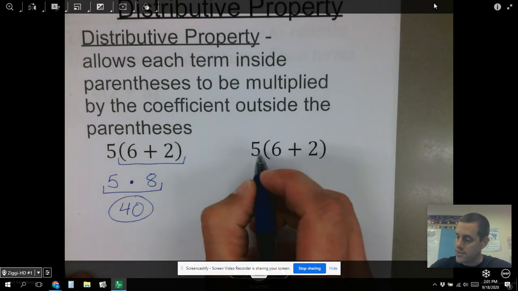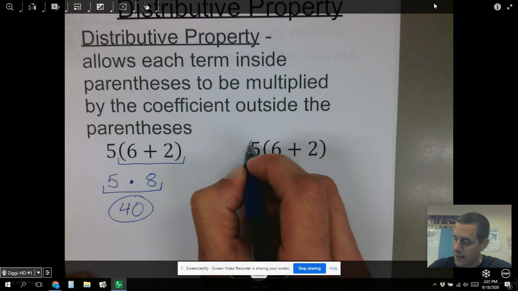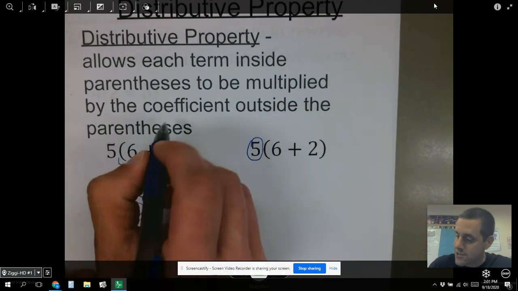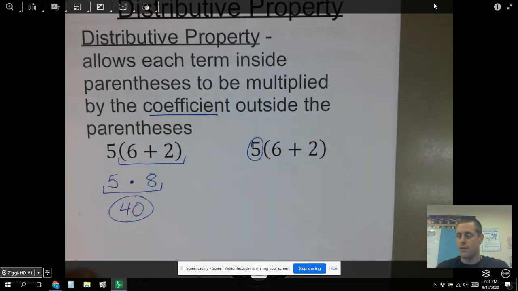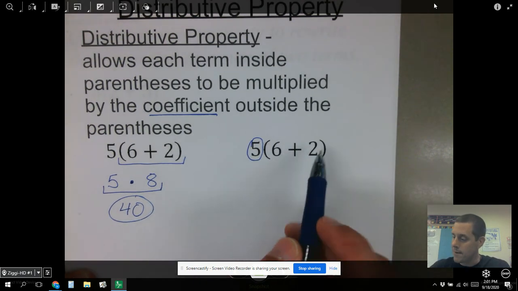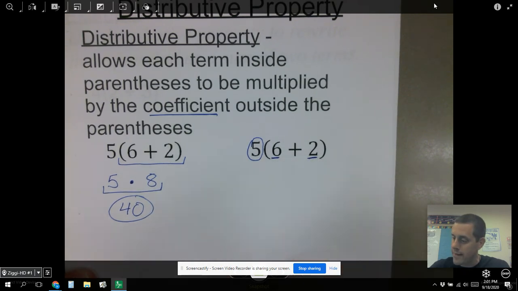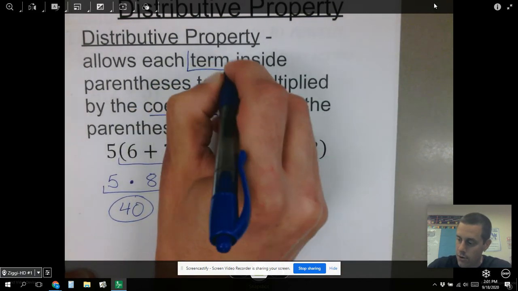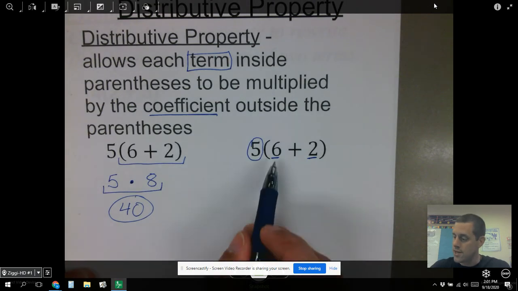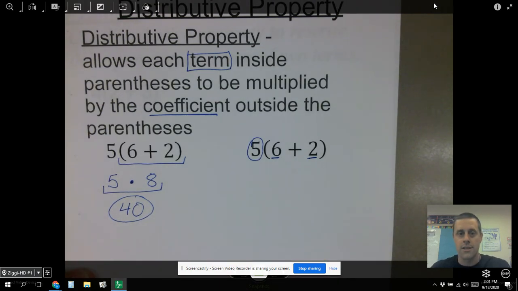So we're going to start with this 5, the number that's touching the outside of the parentheses. That is called the coefficient. So the value being multiplied outside of the parentheses is the coefficient. Inside of our parentheses, we have a plus sign, and the values that are separated by that plus sign are called terms. So 6 and 2 are terms in this expression.